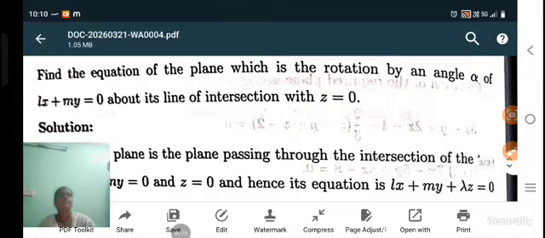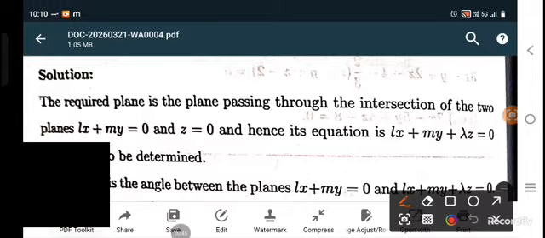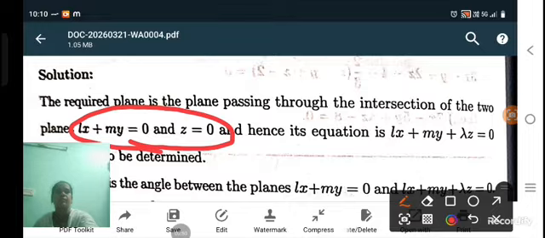Solution. First, we will identify the line of intersection. The given plane Lx plus my equal to 0 intersects the plane z equal to 0. Thus, their line of intersection is defined by the system Lx plus my equal to 0 and z equal to 0. Any plane containing this line must pass through this intersection.